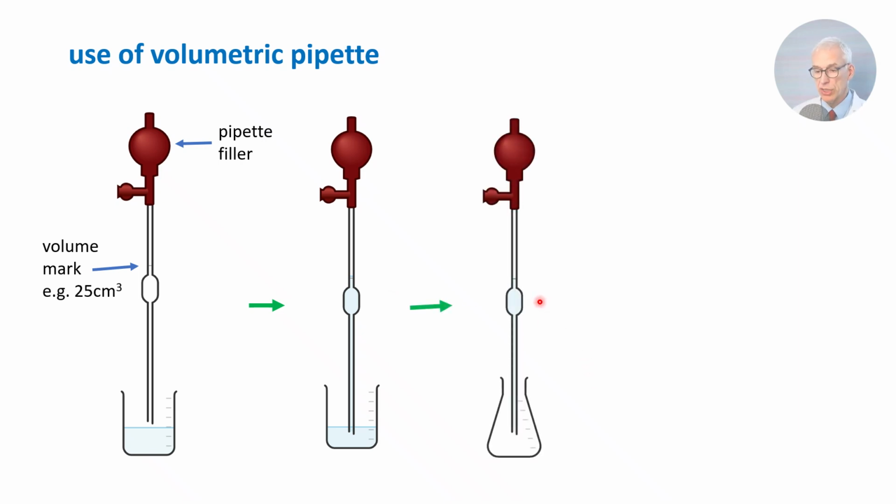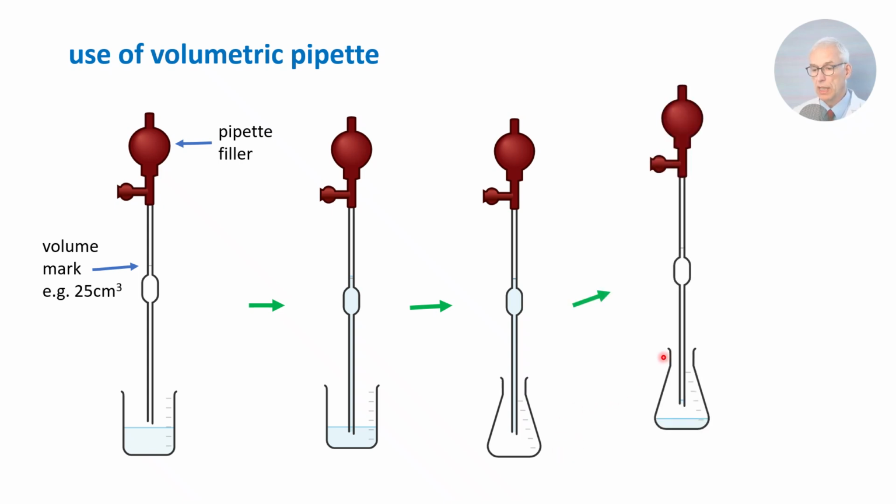The pipette is then transferred to an empty conical flask, for example, and the volumetric pipette is allowed to drain into the conical flask, so 25 centimeters cubed has been delivered. However, the design of the pipette is to retain a drop in the end of the pipette, so the 25 centimeters cubed is delivered with a drop remaining in the pipette.